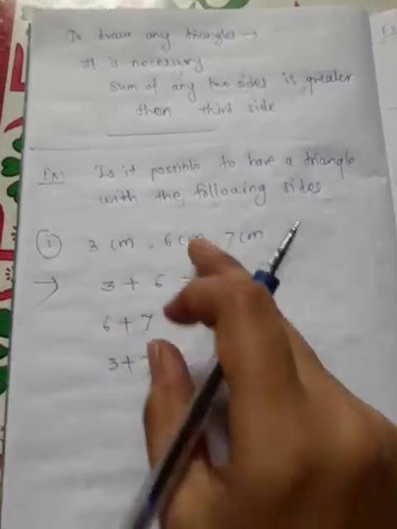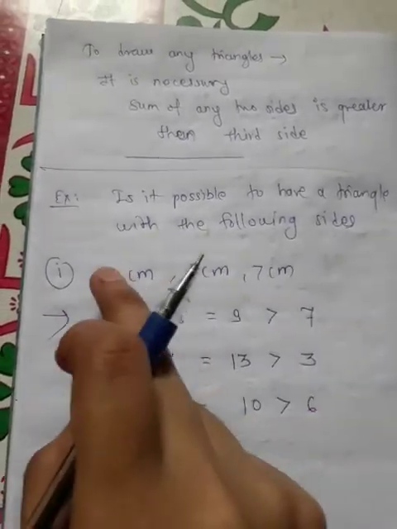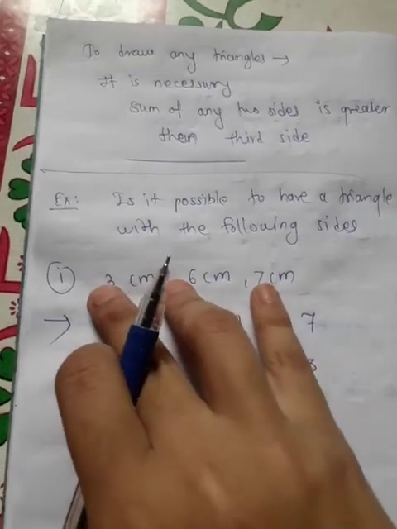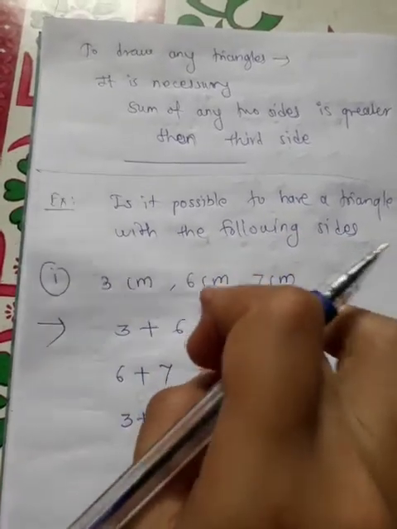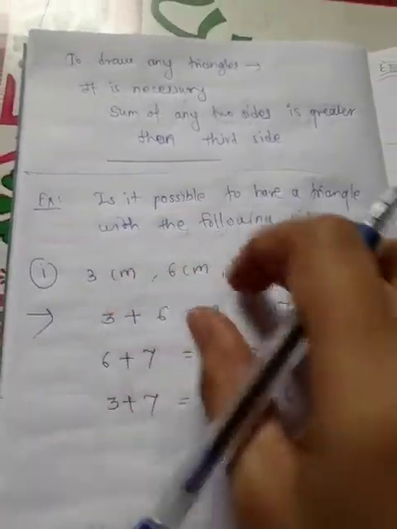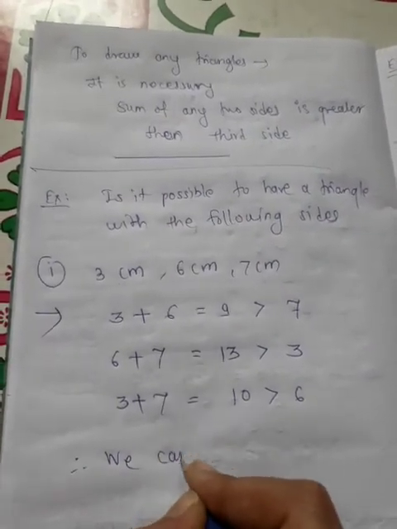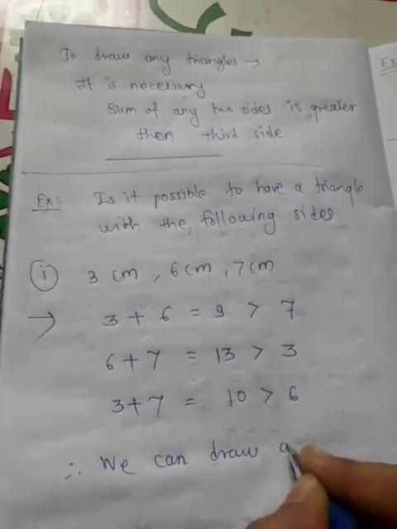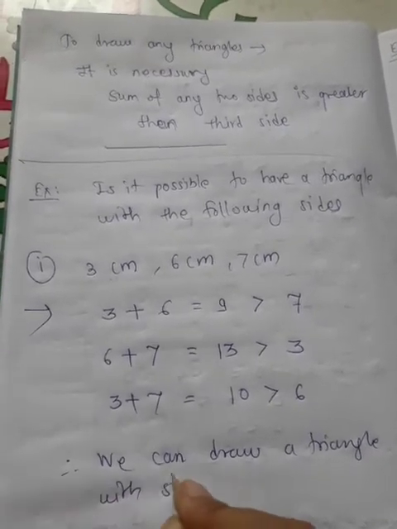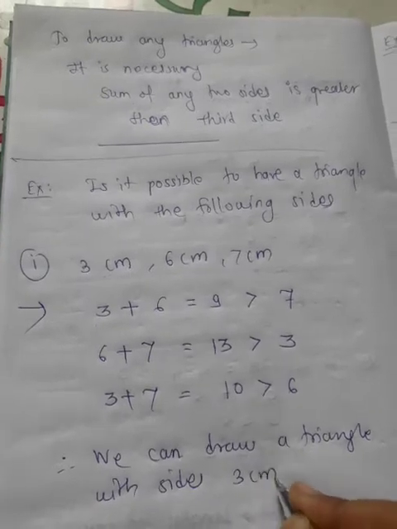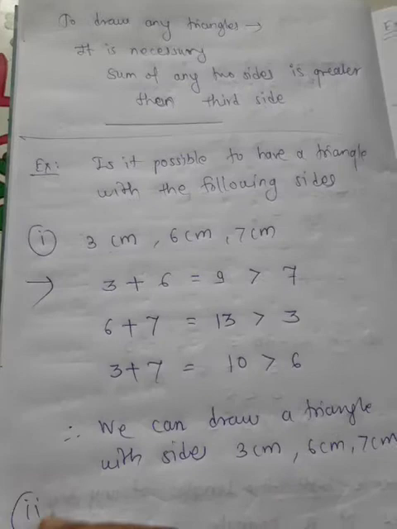So here if we take any two sides, the sum of any two sides is greater than the third side. Here see, the sum of these two sides is greater than this, the sum of these two sides is greater than this, and the sum of these two sides is greater than this. Okay, so for all of these this condition is satisfied, therefore we can draw a triangle with sides 3 centimeter, 6 centimeter, 7 centimeter. Okay, now take the second example.